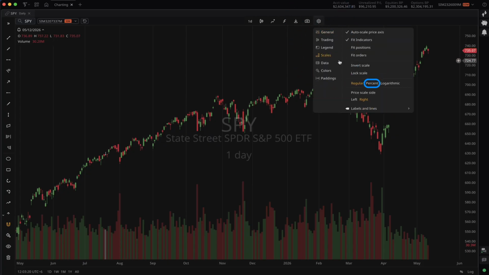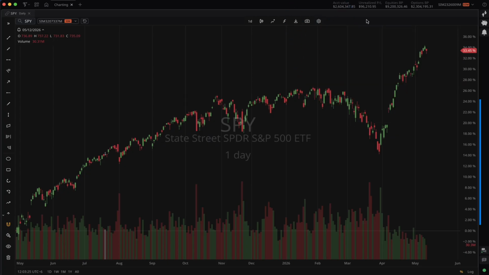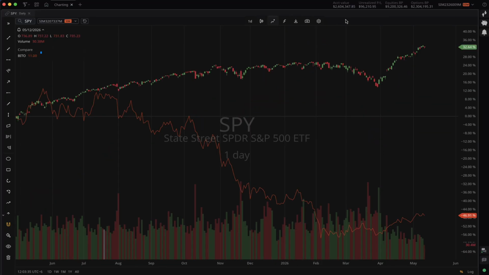Switch to percent, and the axis displays price as a percentage change from a starting point rather than an absolute value. That's how you put two instruments on equal footing. It doesn't matter that SPY trades at $500 and a small cap stock trades at $12. Both are measured by how much they've moved.